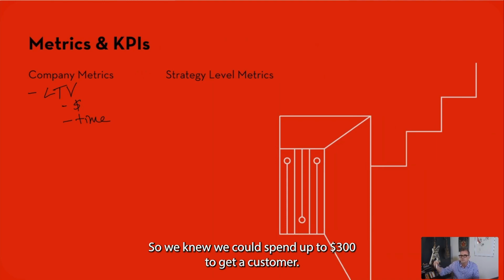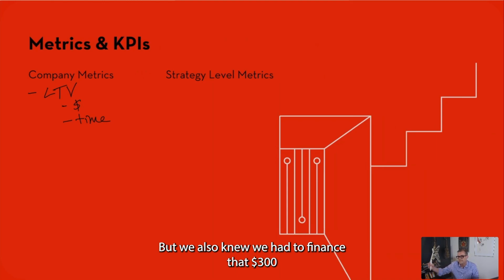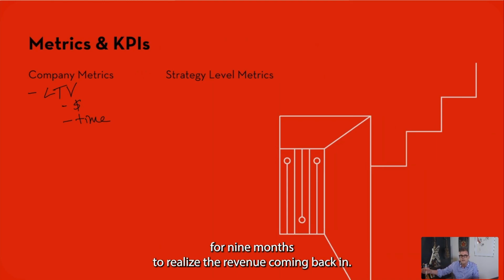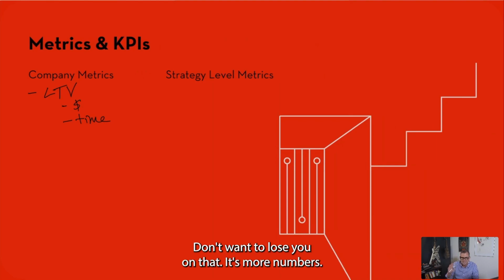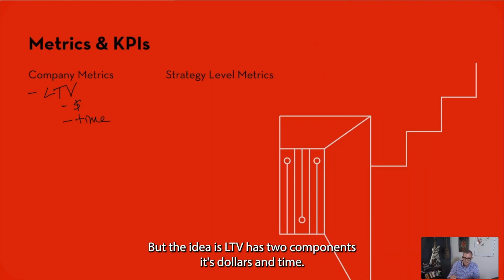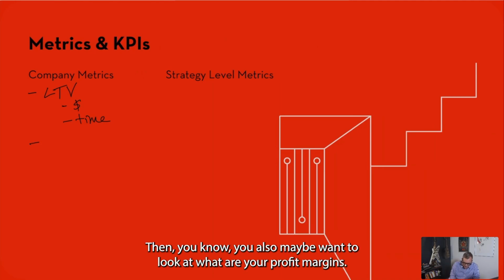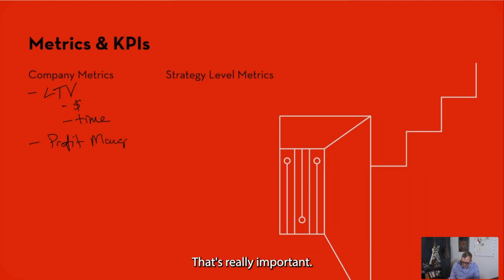So we knew we could spend up to $300 to get a customer, but we also knew we had to finance that $300 for 9 months to realize the revenue coming back in. Don't want to lose you on that. It's more numbers, but the idea is LTV has two components. It's dollars and time. Then you also maybe want to look at what are your profit margins. That's really important. You want to maintain those. What's your gross revenue, etc.